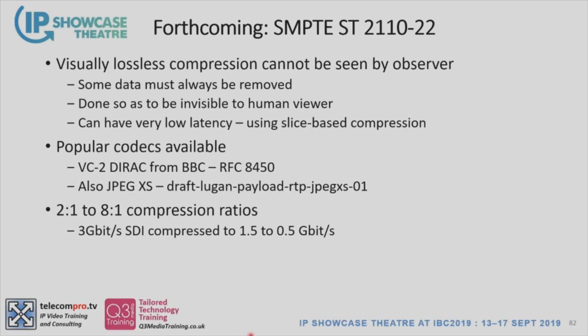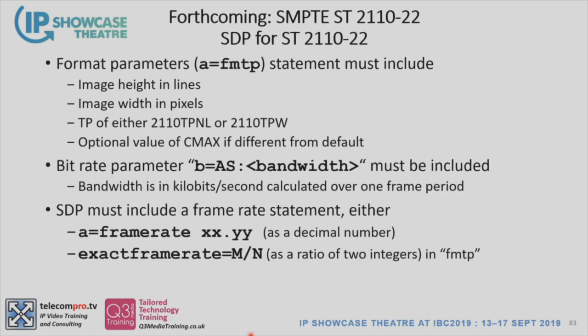These video compression systems will typically give you a 2:1 to 8:1 compression, so you could take a 1080p signal and fit it into a gigabit Ethernet. That's a pretty powerful capability. When we create the SDP for this, we add a couple of new parameters. One of them is the bit rate that tells us how much compression there is on this particular system. And we also have two different ways of expressing the frame rate. One is a decimal number, the other, just like in ST2110-20, is a ratio of two integers.